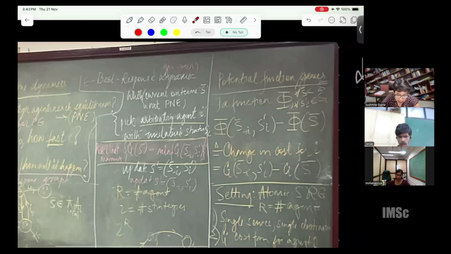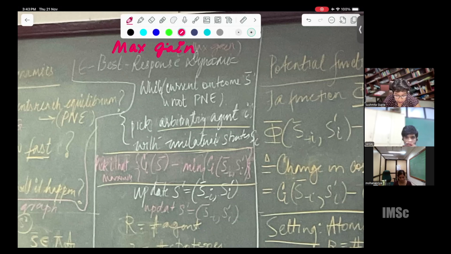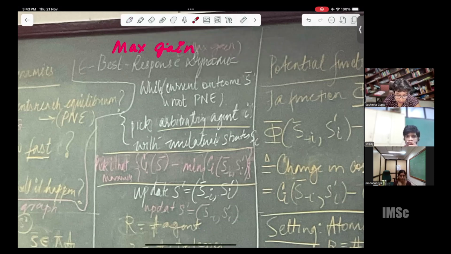So briefly speaking, what is the epsilon best response dynamic? I'll just go straight ahead to this. I took pictures yesterday, so this is the max gain version of the epsilon best response dynamic. So what is the max gain epsilon best response dynamics? Well, as long as the current state of the game is not an epsilon PNE, you will pick an agent i who has a unilateral deviation strategy s_i'.